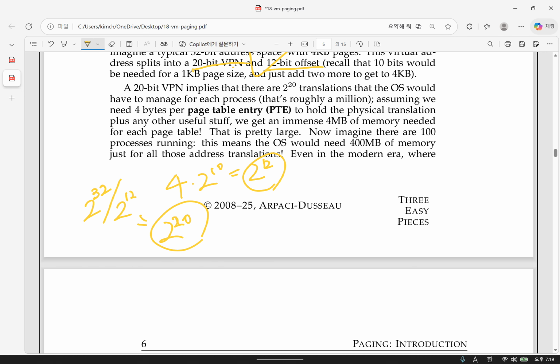The 20-bit VPN implies that there are 2 to the 20 translations. Now, 2 to the 20 is a big number. Like we just saw, the 12 bits are an offset, so we do not need translation. Offsets stay the same, but the VPN must change to the PFN, the physical frame number, and there must be a mapping for each of them.